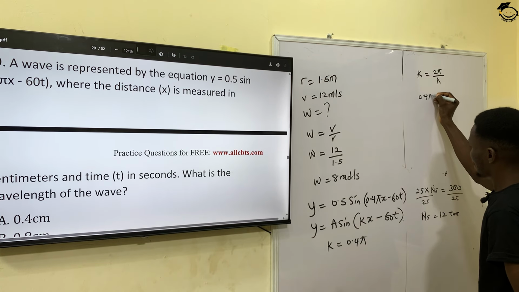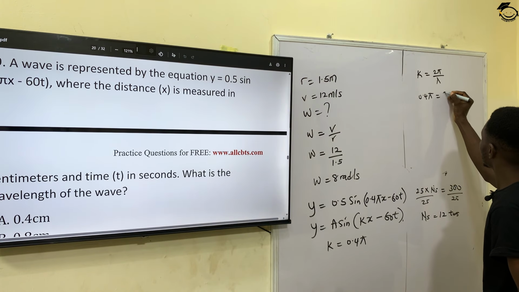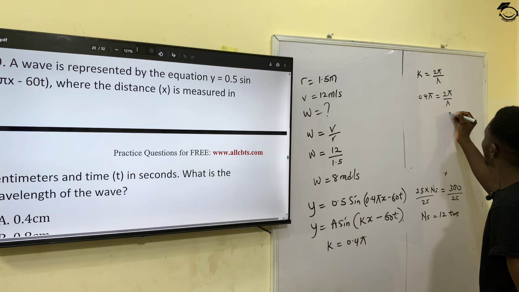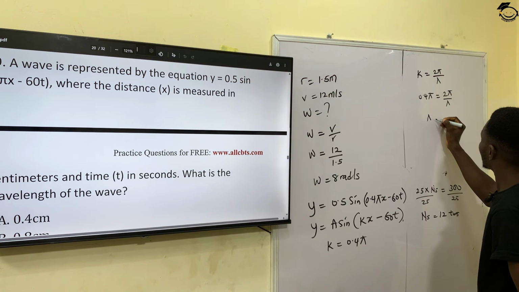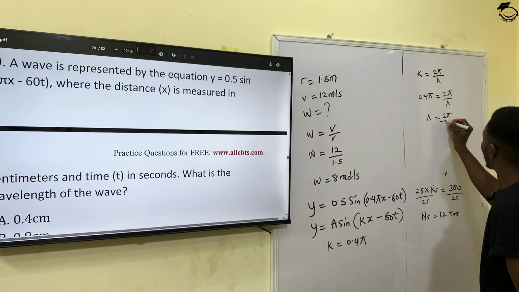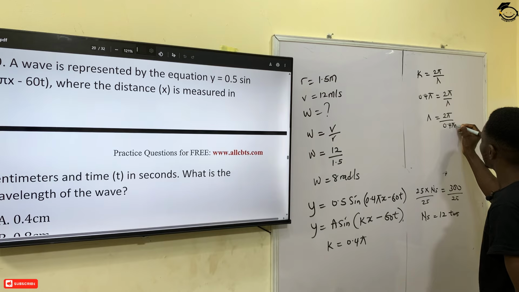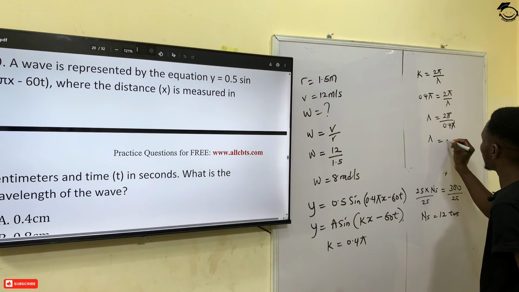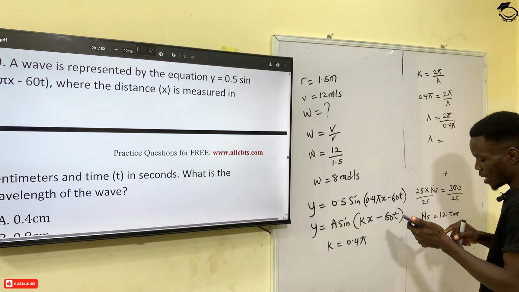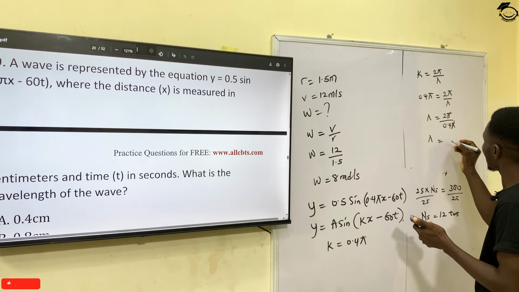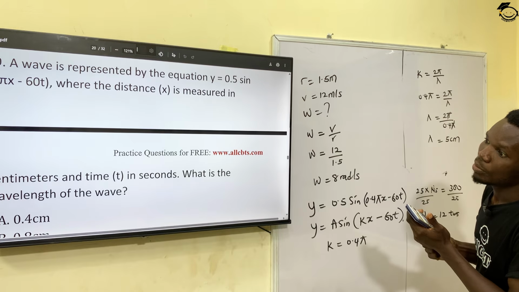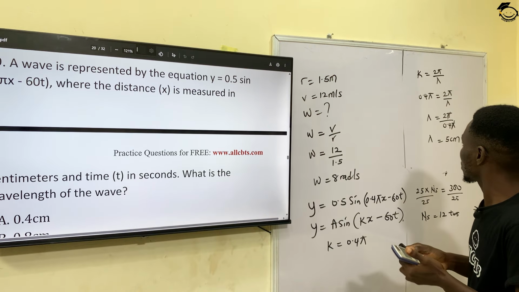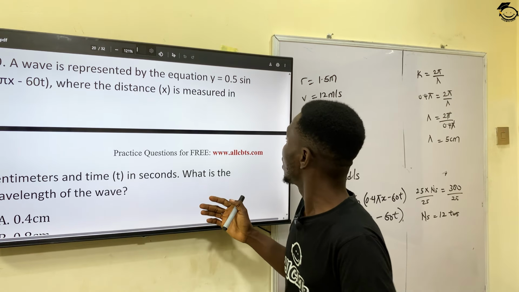0.4 pi is equal to 2 pi over lambda. If I cross multiply, this means that I'll be having lambda equal to 2 pi over 0.4 pi. So pi will cancel out pi. It means that my lambda will be equal to 2 divided by 0.4. So that will give me 5 centimeters, because in the question they said that the distance is measured in centimeters. So my lambda is 5 centimeters.